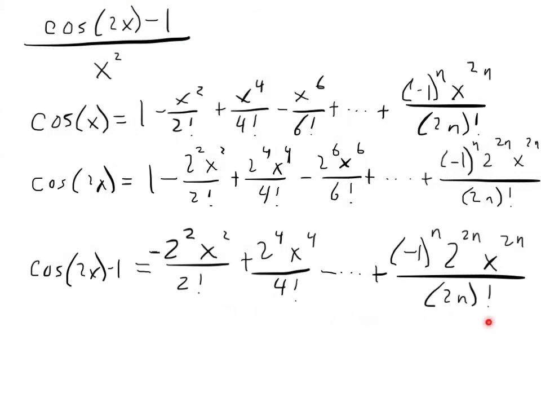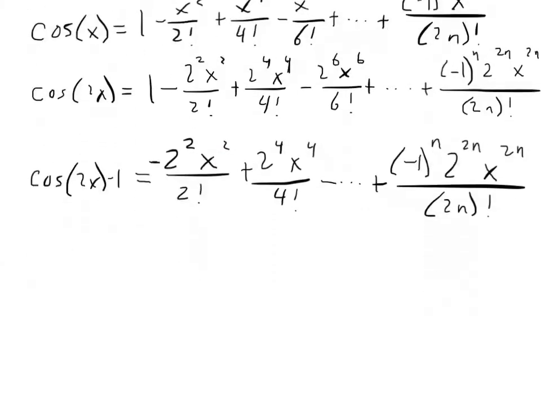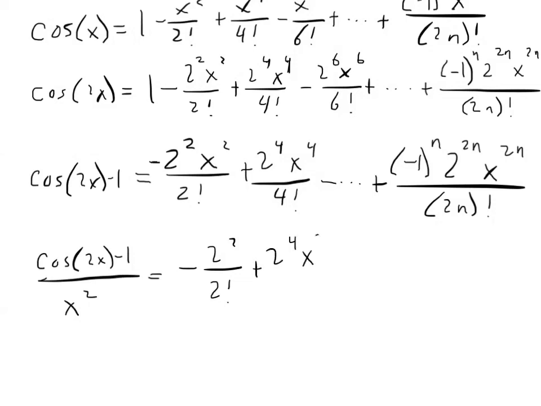Now the last step in the process: I will divide this entire thing by x squared, which just means I'm going to drop the power of all of the x's by 2. So, cosine of 2x minus 1 all over x squared will be, when I divide this one by x squared, negative 2 squared over 2 factorial. Dividing this one by x squared will give me 2 to the 4th x squared over 4 factorial. If you were following along, this one here would be 2 to the 6th x to the 4th over 6 factorial. Again, in the interest of space, I'm going to leave that one off.